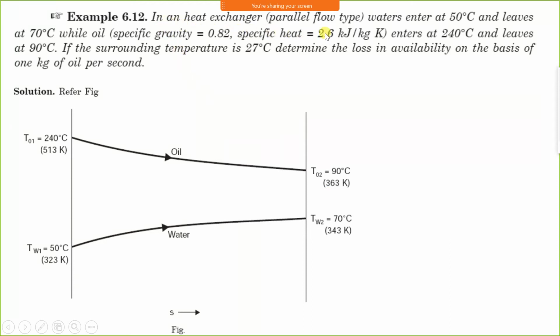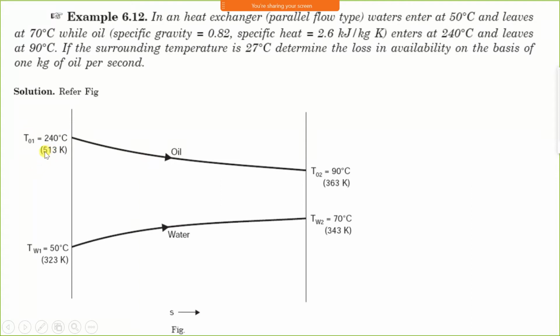In a heat exchanger, water enters at 50 degrees Celsius and leaves at 70 degrees Celsius. Oil enters at 240 degrees Celsius and leaves at 90 degrees Celsius. If the surrounding temperature is 27 degrees Celsius, determine the loss in availability on the basis of 1 kg of oil per second. Here the mass of oil is given as 1 kg per second, but the mass of water is not given. We have to calculate the mass of water.